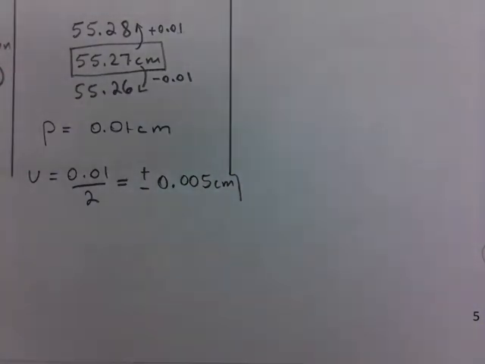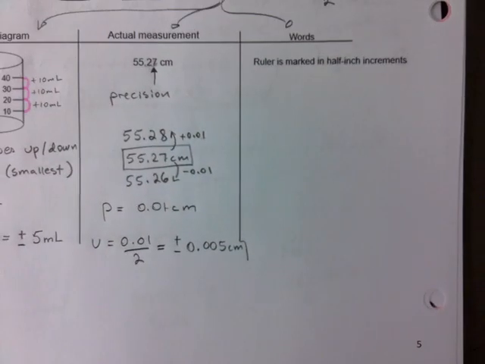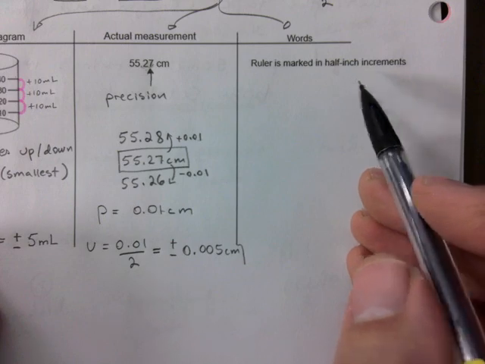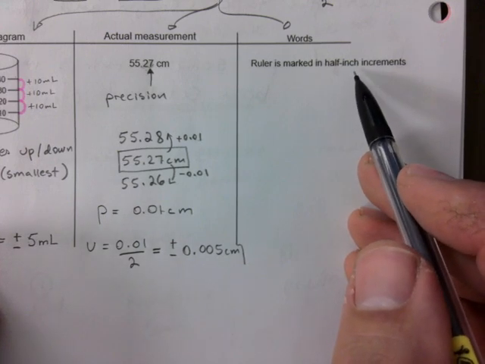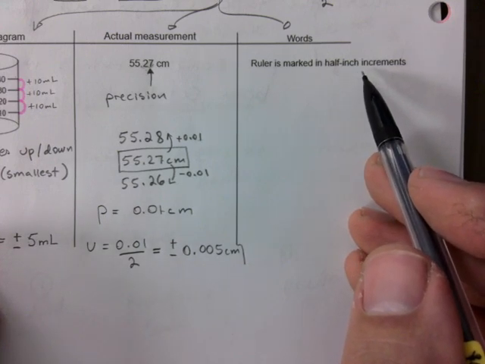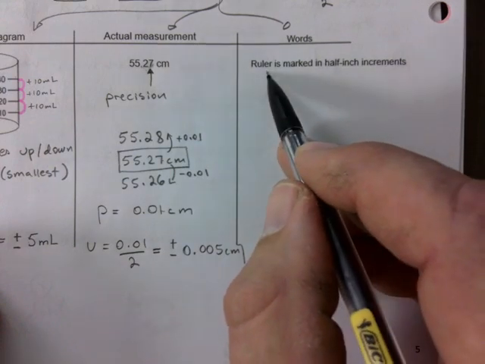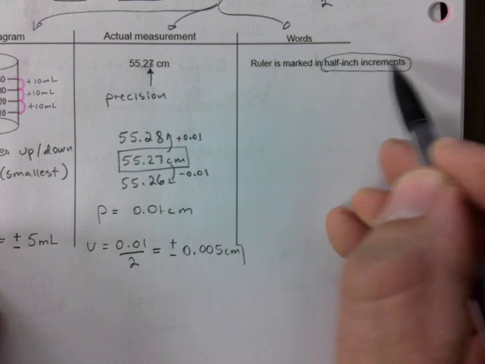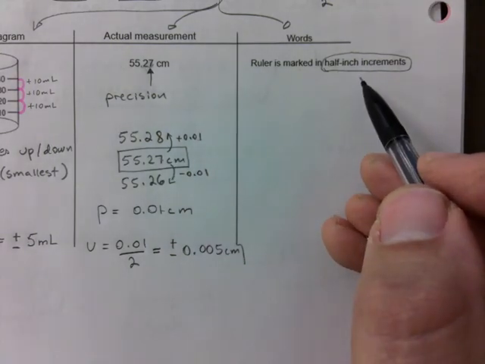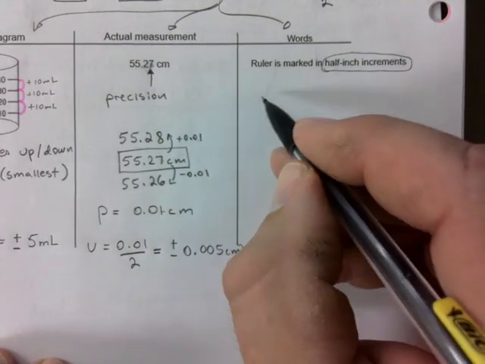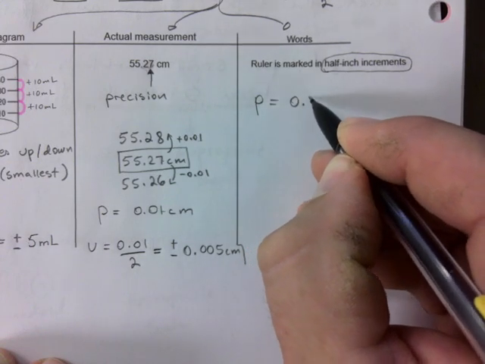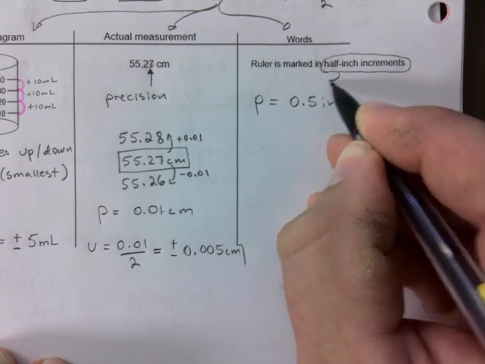So we were given a diagram, then we were given a measurement, and what about if it's in words? I will tell you that this is the easiest case ever. It says a ruler is marked in what? Half-inch increments. It's telling you what the increment is, like how much it's going up or down by. So precision is half an inch. So you go 0.5 of an inch.